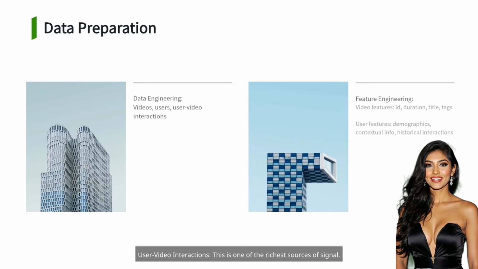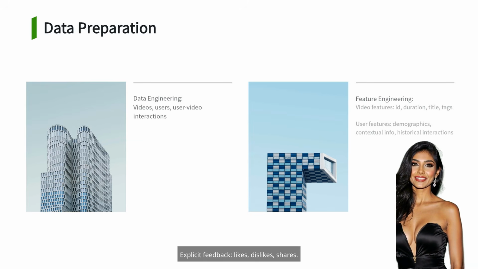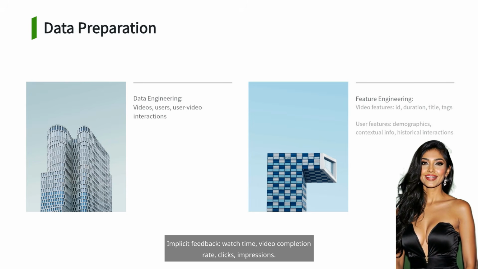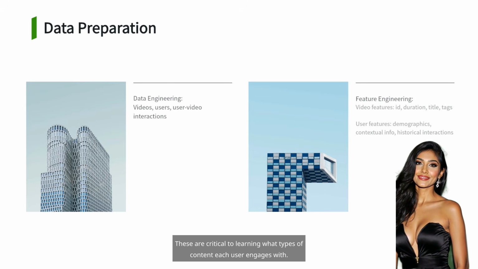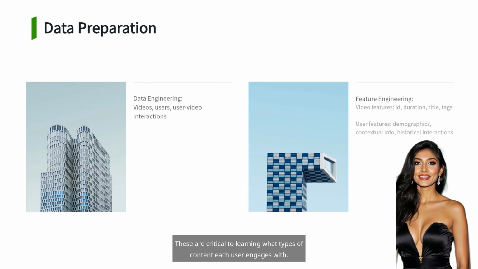User video interactions. This is one of the richest sources of signal. We collect explicit feedback: likes, dislikes, shares. Implicit feedback: watch time, video completion rate, clicks, impressions. These are critical to learning what types of content each user engages with.